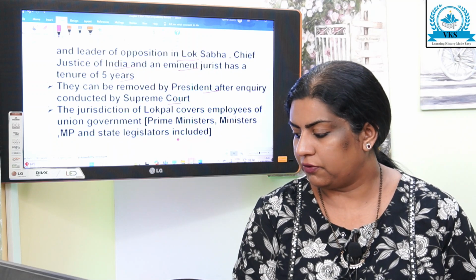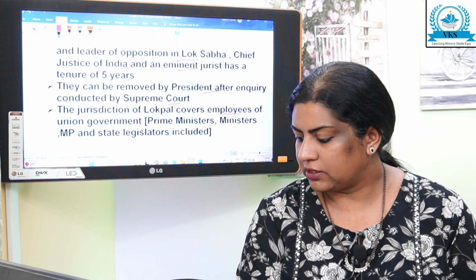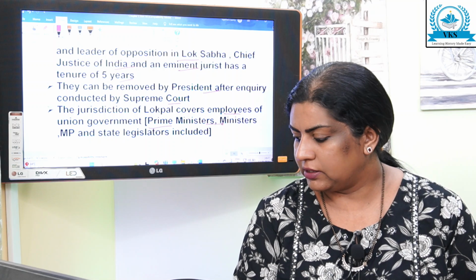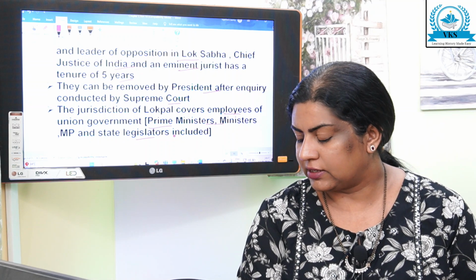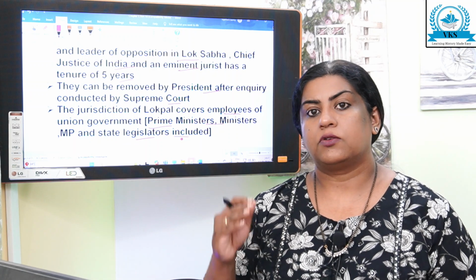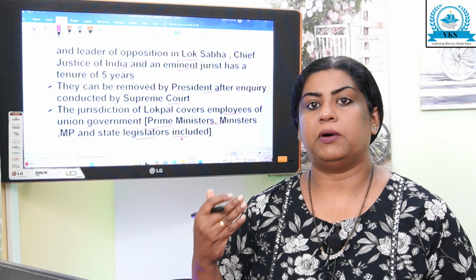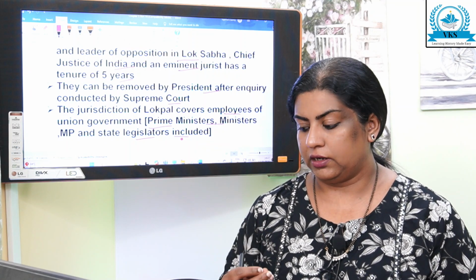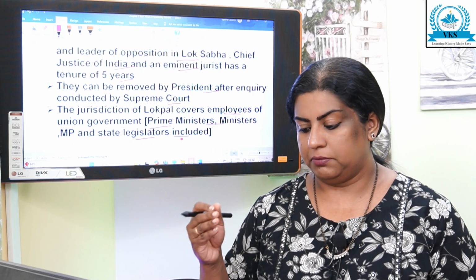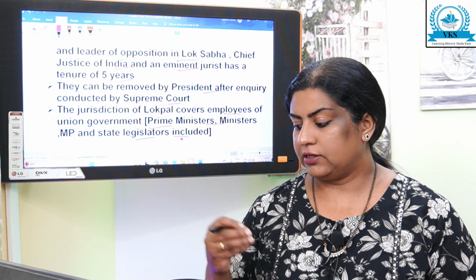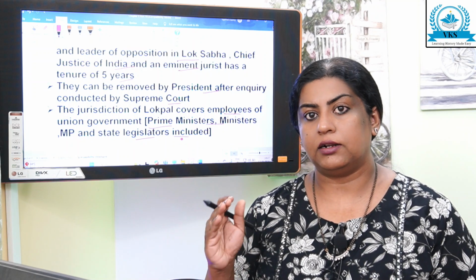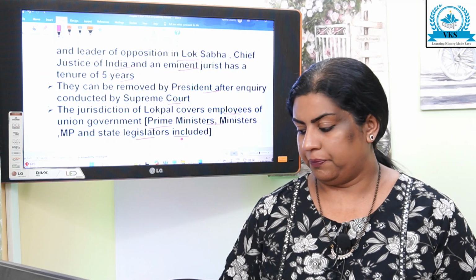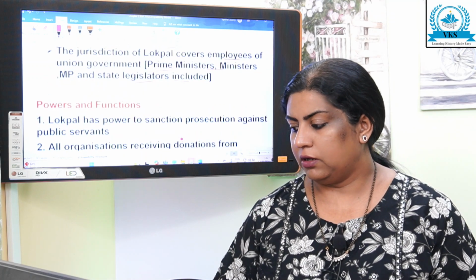The jurisdiction of Lokpal covers employees of the union government. Regarding whom Lokpal can investigate, the Prime Minister, Ministers, MPs and state legislators are all included under the jurisdiction of Lokpal. Okay, so this is about Lokpal.